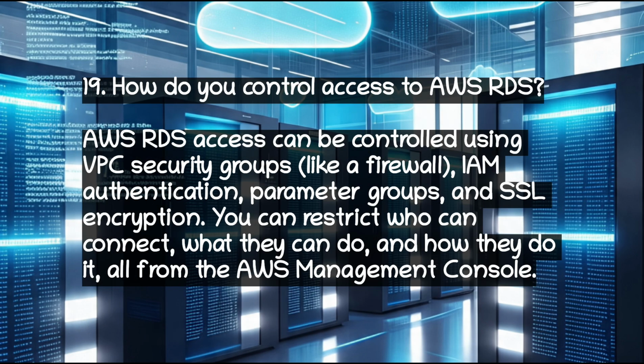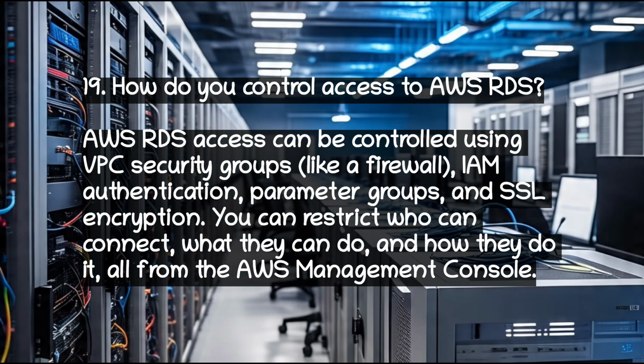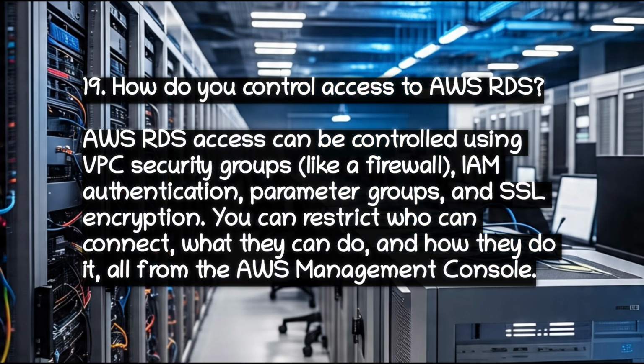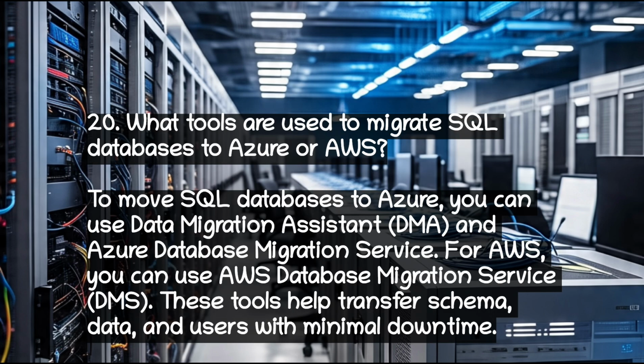19. How do you control access to AWS RDS? AWS RDS access can be controlled using VPC security groups, like a firewall, IAM authentication, parameter groups, and SSL encryption. You can restrict who can connect, what they can do, and how they do it, all from the AWS Management Console.